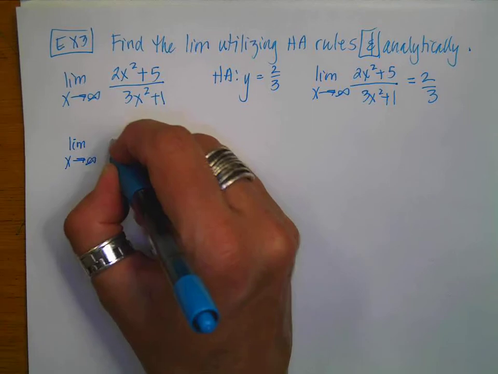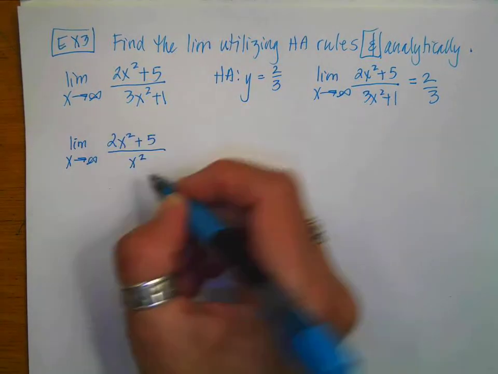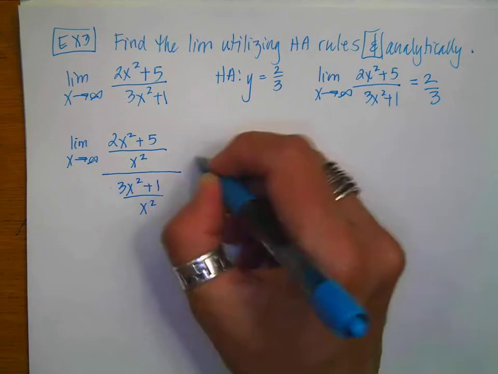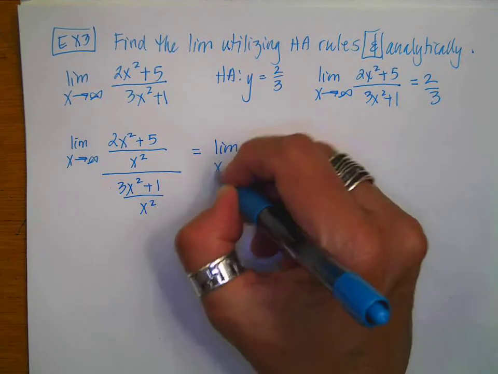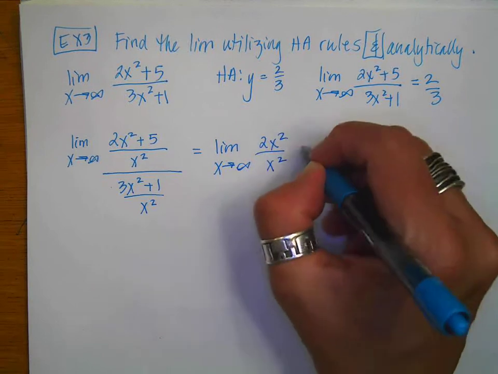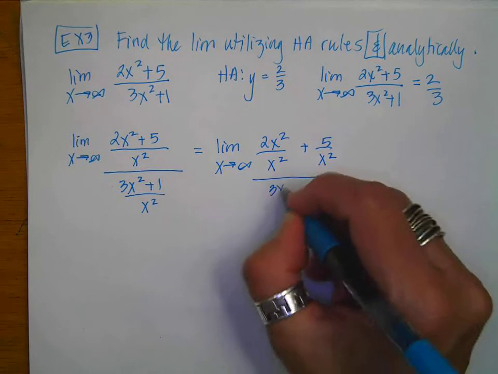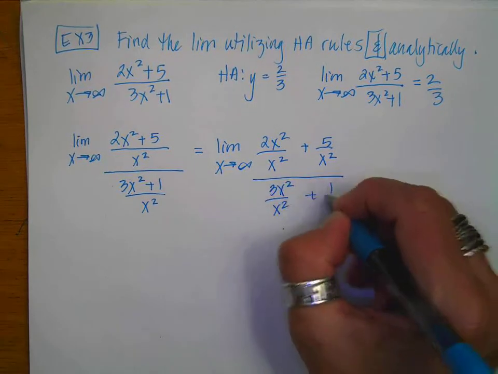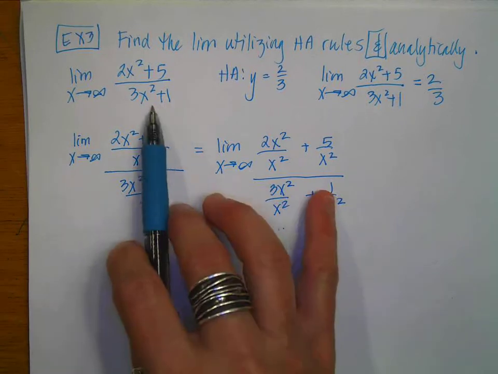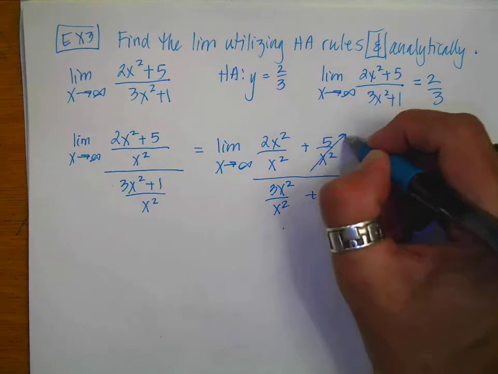If I do it analytically, here's the limit as x approaches infinity of (2x squared plus 5) over (3x squared plus 1). My highest degree is x squared, so to save a little writing time I divide everything by x squared. You do have to show that you split each of the elements up into separate terms: 2x squared over x squared plus 5 over x squared, over 3x squared over x squared plus 1 over x squared. The reason I would do this is because I have the indeterminate form; I would get infinity over infinity.